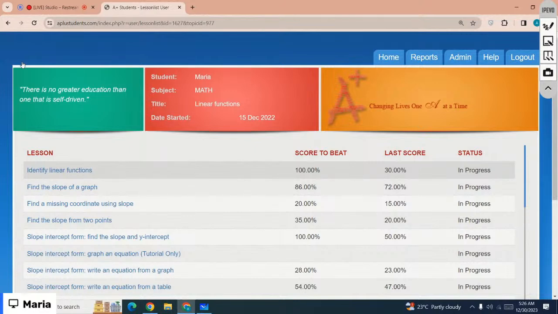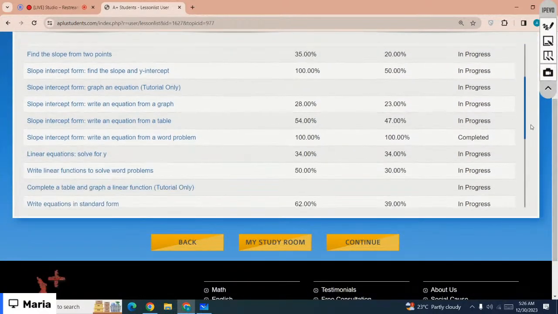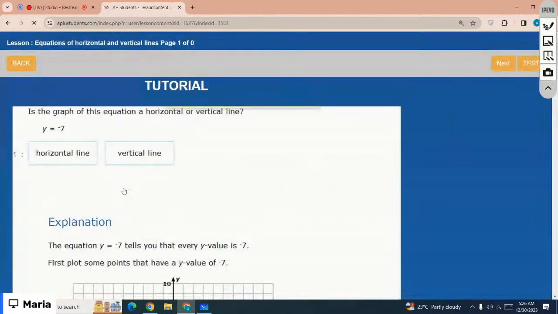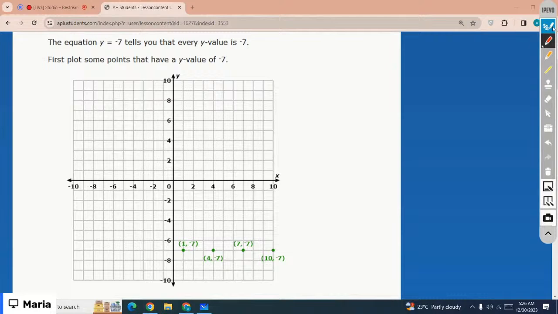Okay, the next lesson is equations of horizontal and vertical lines. Is the graph of this equation a horizontal or a vertical line? You are given y equals negative 7, right? So that means here is y equals negative 7, right?